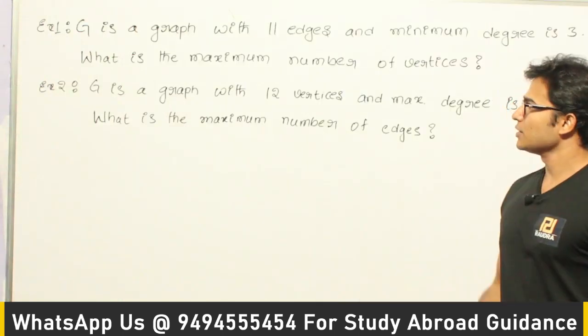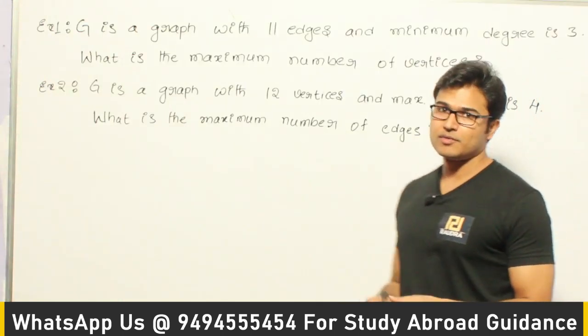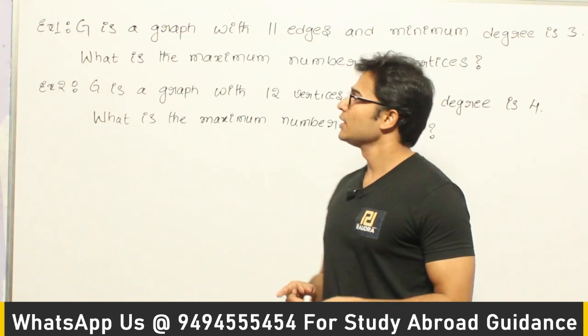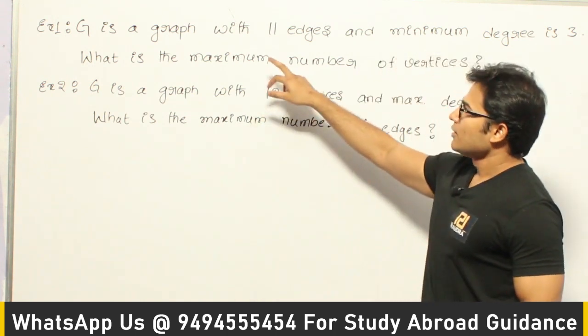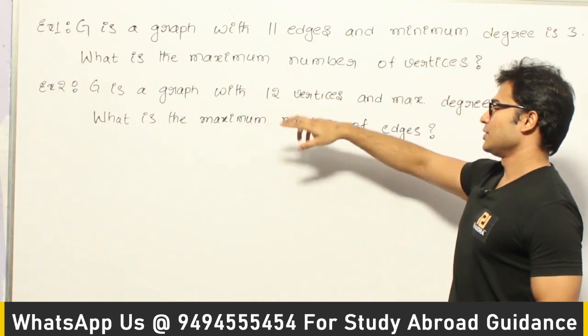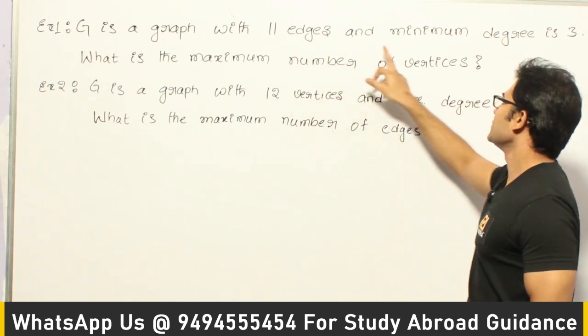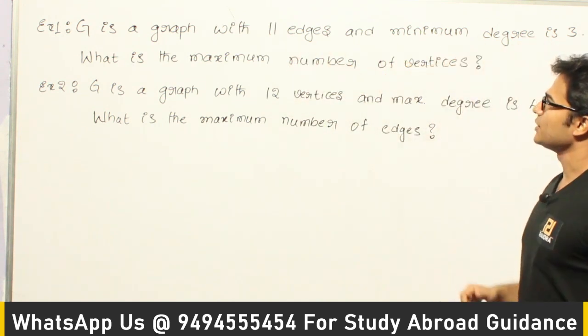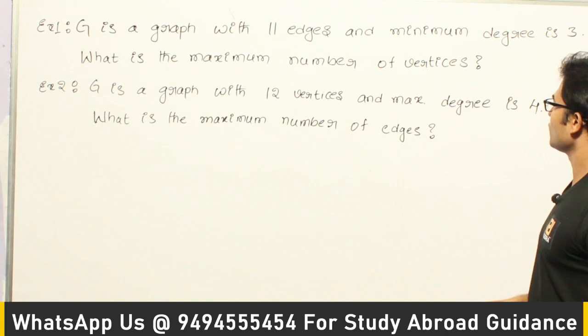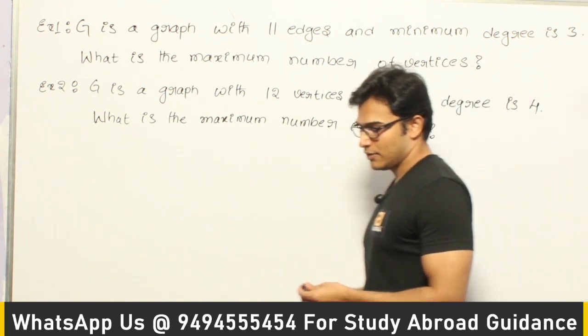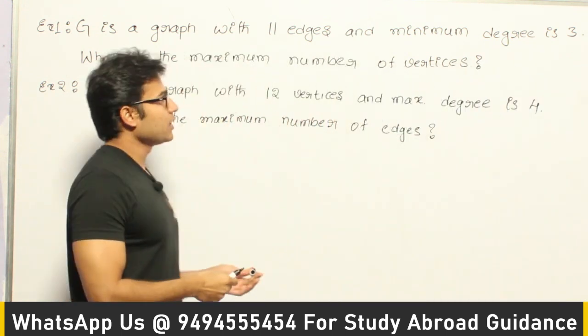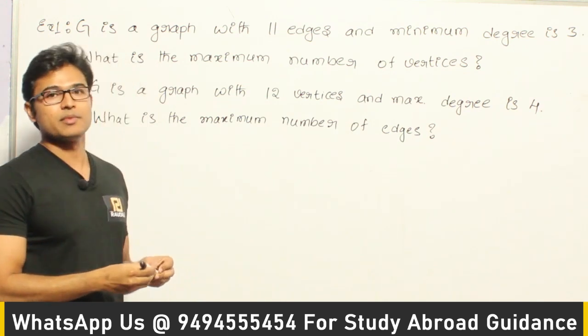Let's see some examples on the concept that we have just seen, the relation between min, max and the average degrees. Now, there are two examples in this. First example is, capital G is a graph with 11 edges and minimum degree is 3, then what is the maximum number of vertices? So they have given the minimum degree. So we can compare the average degree with the minimum degree in this case.